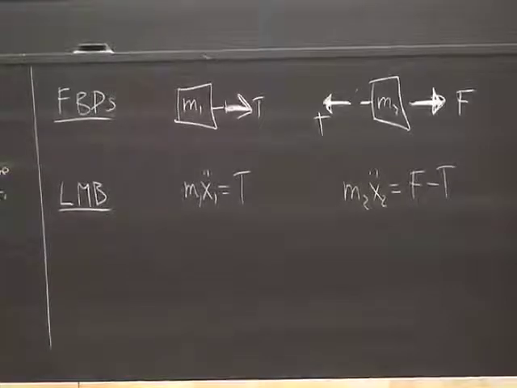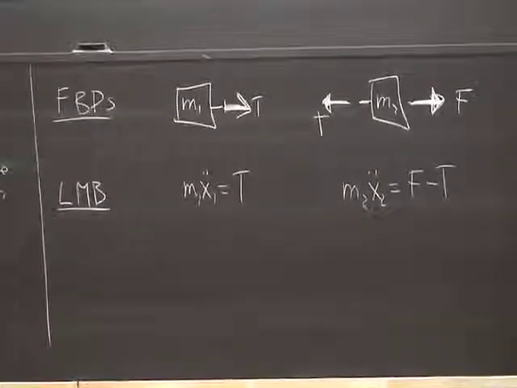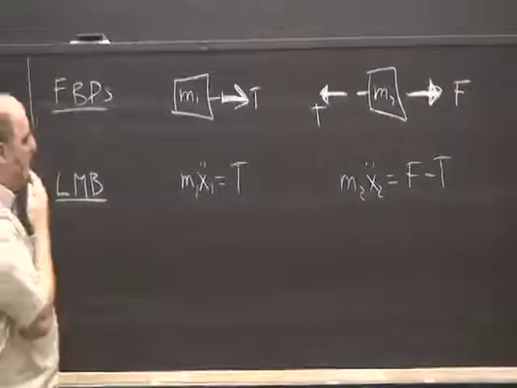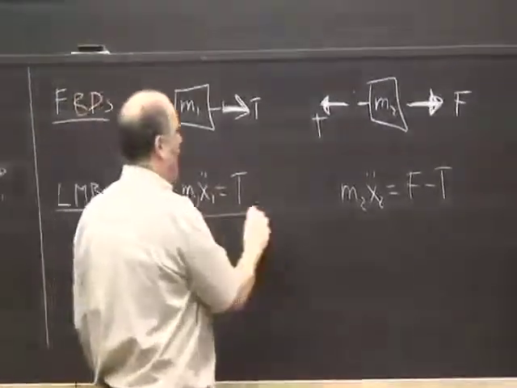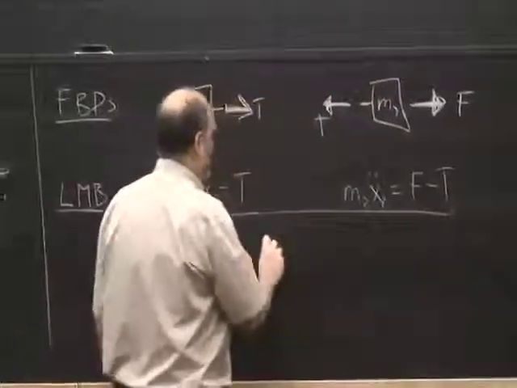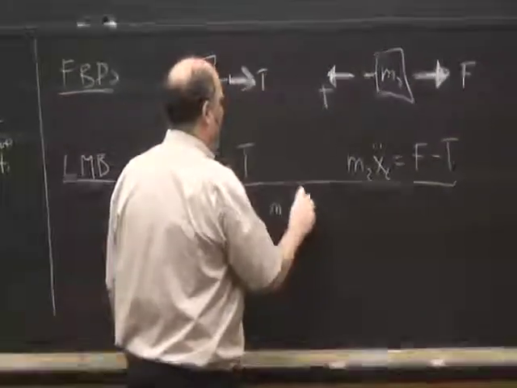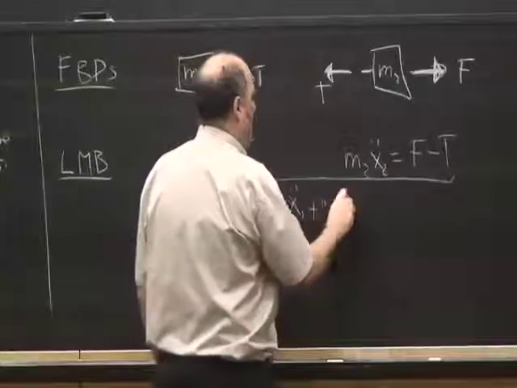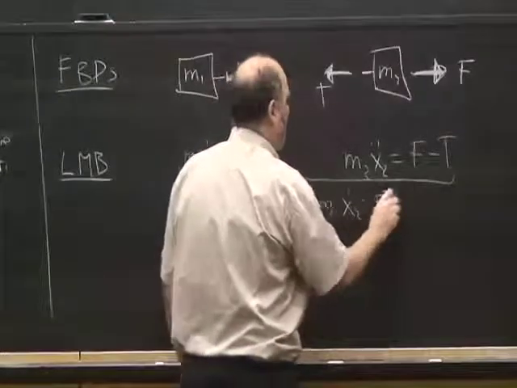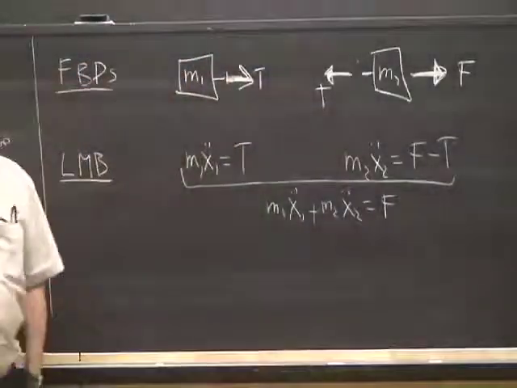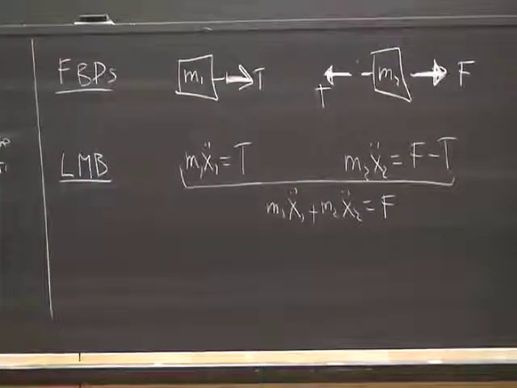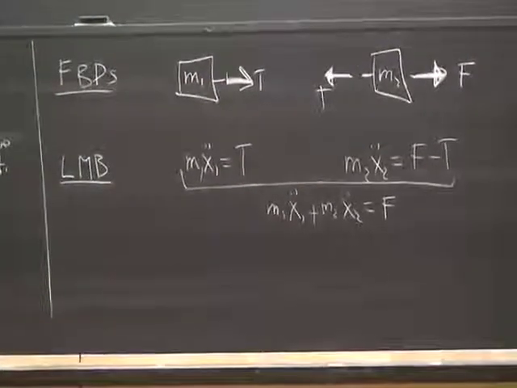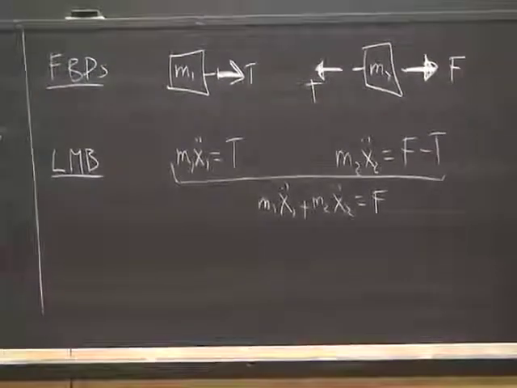Well, we also have to say that force, like what mx double dot, we could put these together, and we can get that m1 x1 double dot plus m2 x2 double dot is equal to F. That's what we get if we add those 2 equations. It's also what we would get if we drew a free body diagram of the whole system and just used linear momentum balance for the whole system. So we can write that. That's okay.